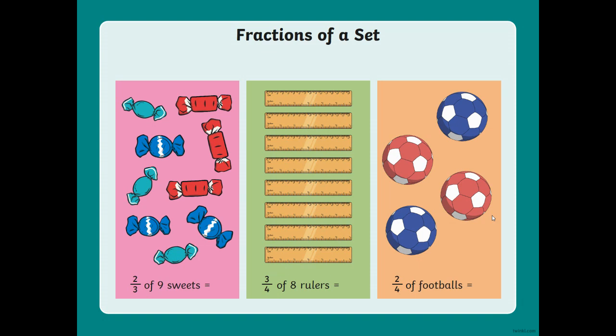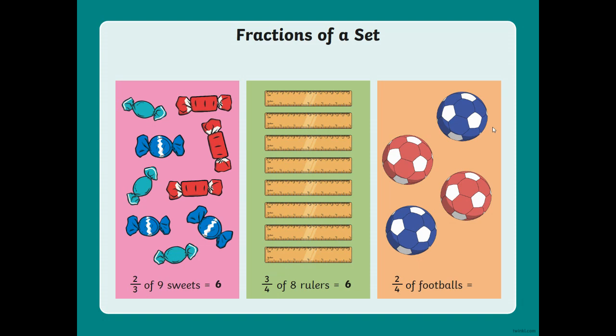All right, let's go over them. The candy, 2/3 of the 9 sweets or the 9 candies. If I broke it into 3 groups and I wanted to see how many 2 out of the 3 sets would equal, it would mean I have 6 candies. How about the rulers? I have 8 rulers. I'm going to break them into 4 sets. How many total would I have if I counted 3 out of those 4 sets? I would have 6 rulers.